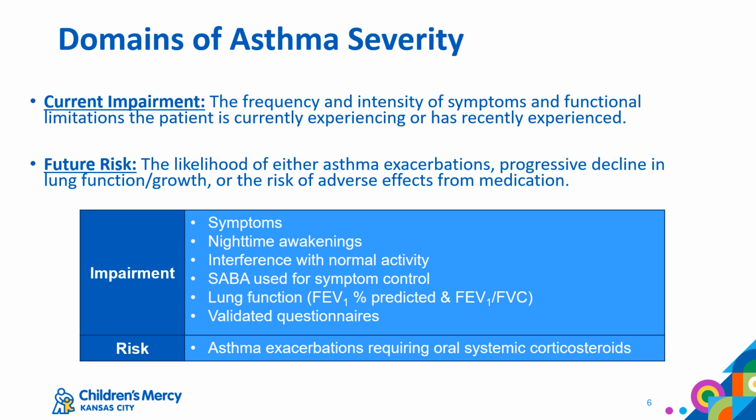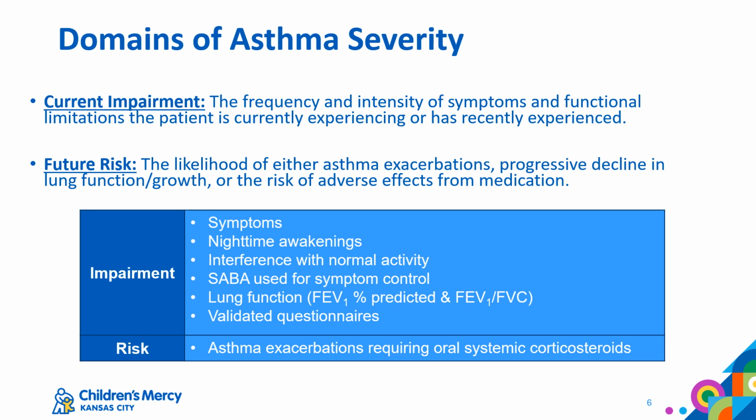Current impairment refers to the frequency and intensity of symptoms and the functional limitations the patient is currently or has recently experienced. In the table below, you can see the 6 components of impairment. For the purposes of this lesson, however, we will only focus on the first 4 components: symptoms, nighttime awakenings, interference with normal activity, and short-acting beta agonists, or also referred to as SABA use for symptom control.